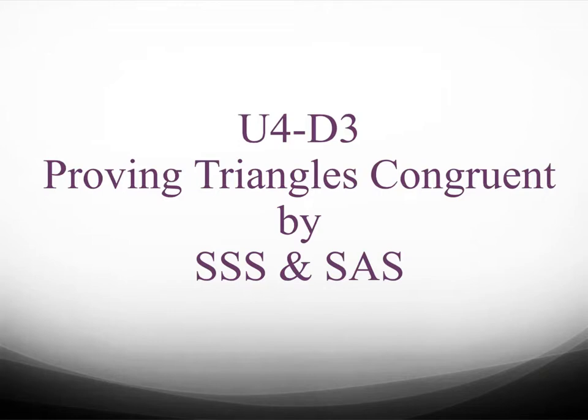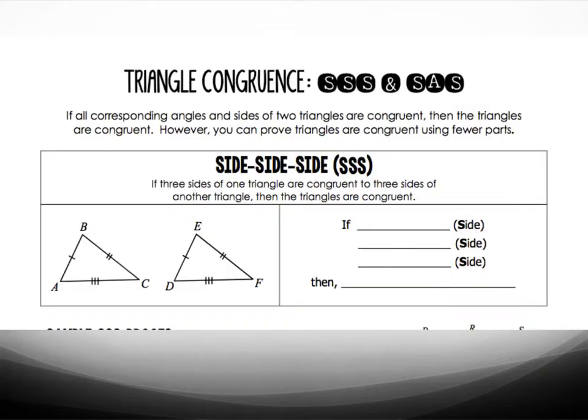Unit 4, Day 3. Proving triangles are congruent by two postulates: one, side, side, side, and the other, side, angle, side. Initially, we showed that to prove triangles are congruent, all the sides and all the angles had to be congruent. Now, we're going to learn two postulates where we use fewer parts.